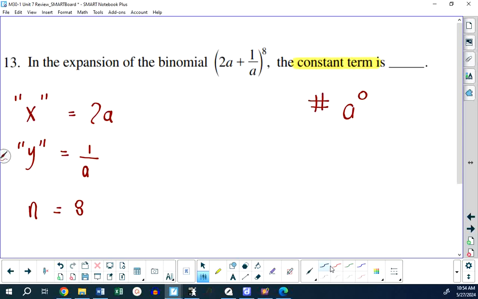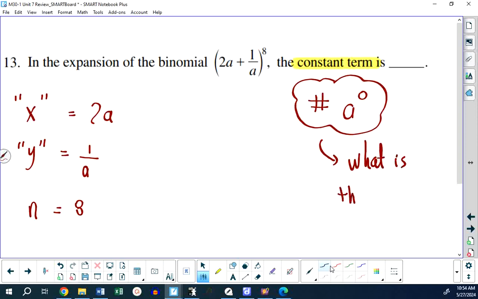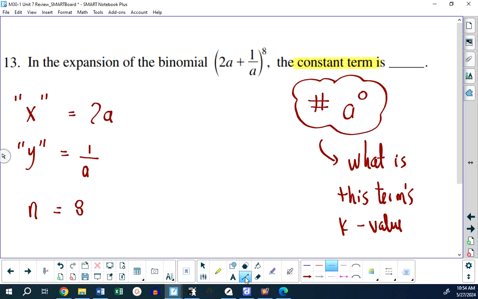We will have a coefficient in front of that a to the 0, and that's what we're after. But what we need to know is for this particular term, what is this term's k value? Because if you're going to use the formula or you're going to use the pattern recognition, you need to know k. So how do we do that? Well, this is one way you can do it, and I told you on Friday I would show you a different way today, and I'm going to use this example to do so.